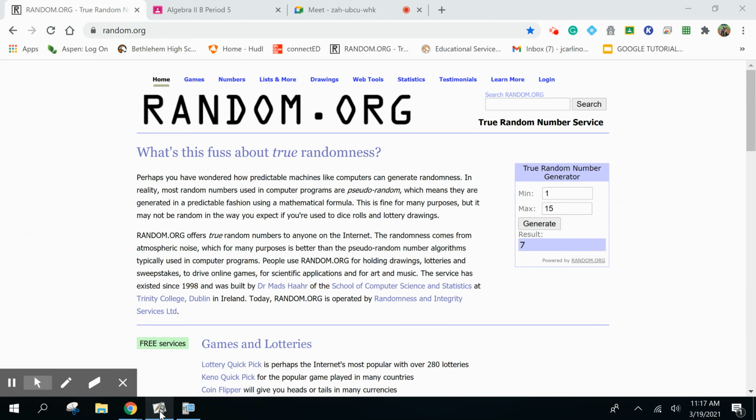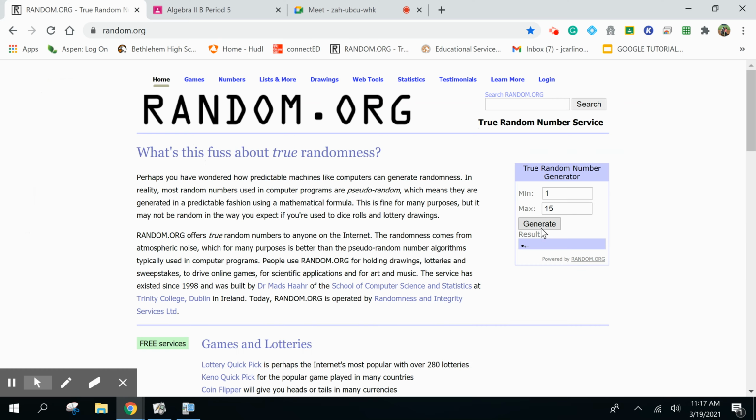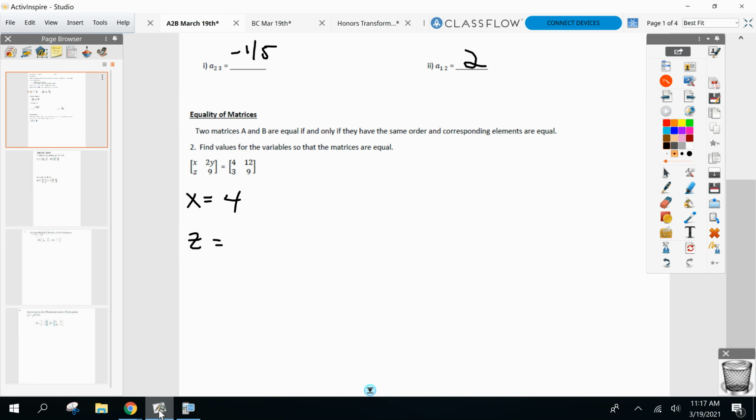Will, go ahead, you're up. What number has to be in for X there, Will, for those matrices to be equal? What's in its place in the second matrix? 4. 4, there you go. Guys, it's not that bad. X equals 4. Let me go to Z. What's got to be in place of Z there for those to be equal? Mason, what's got to be in there for Z? Z would be 3.